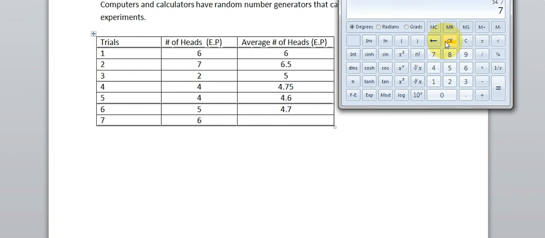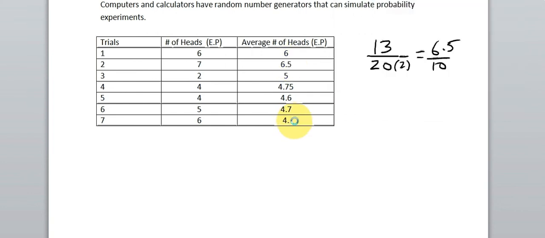lot more than you'd expect, right, when you flip a coin. And as we get further and further along in our trials, our average experimental probability gets closer and closer to 5. And actually, when you do a simulation like this with experimental probability, you'll find that the experimental probability always gets closer and closer to the theoretical probability. And I can prove this with the graph. So let's try graphing this.